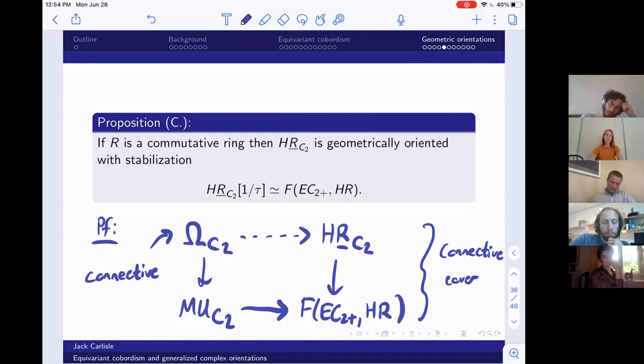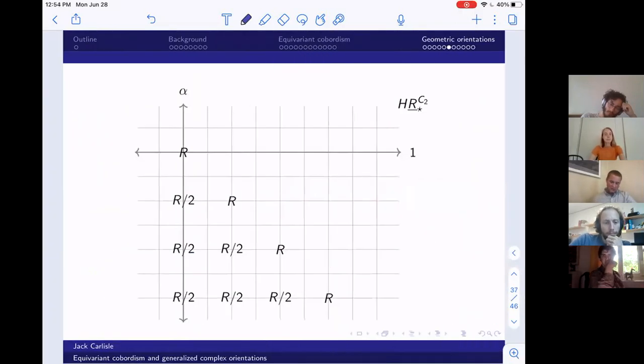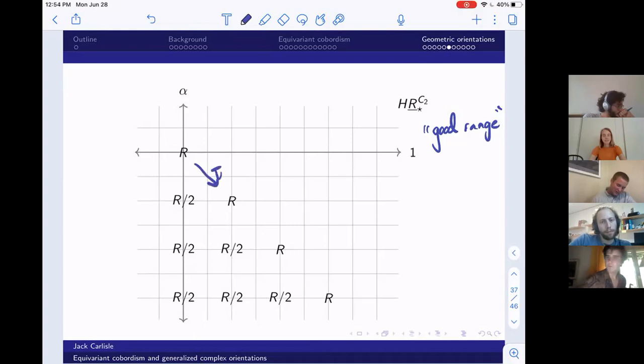Now, if we want to calculate its stabilization, what we need to do is calculate the ROC2 graded coefficients of this Eilenberg-MacLane spectrum. Now, again, here I've only drawn the good range. So this is the lower half plane. And in fact, I've even omitted some stuff that might be on the odd multiple horizontal lines. But in any case, the point is that whenever we, yeah, go ahead.